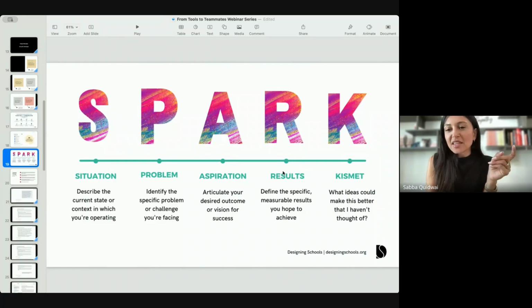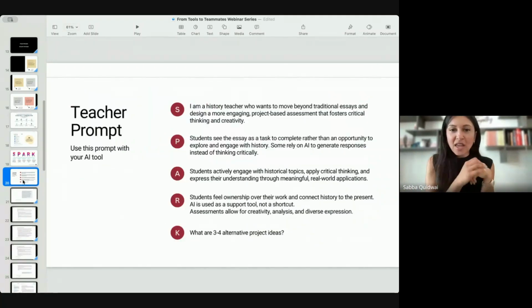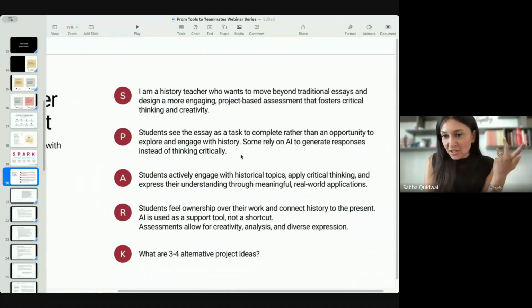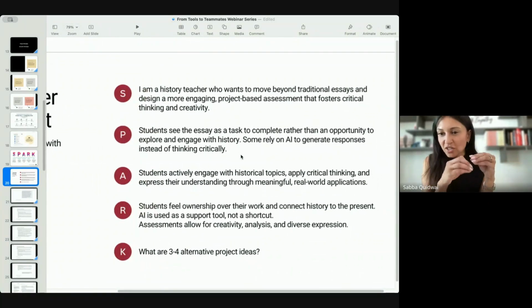And then Kismet. I think this group of people probably understands this more than most, but this is the serendipity. Okay, wow, I didn't think of this, but I put these ideas in, and then I asked my AI tool, how can I make this better? What am I missing? Give me 3 to 4 ideas for how I can implement this. So we're going to try this right now, but let me give you an example. Remember, I told you I taught history, and we're going to change this so that you will do yours in a moment right now too.